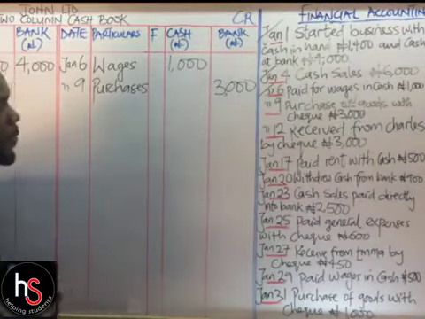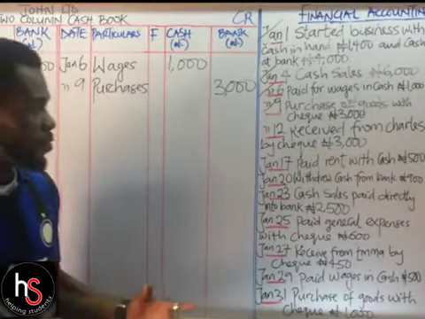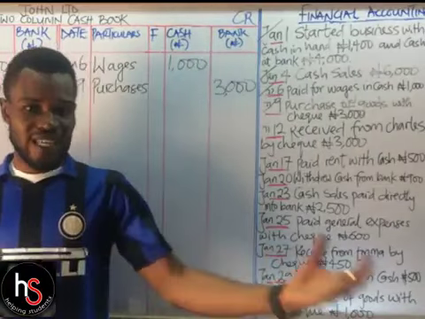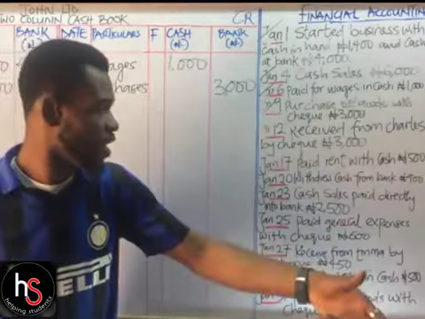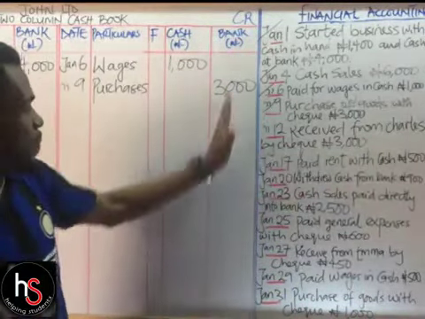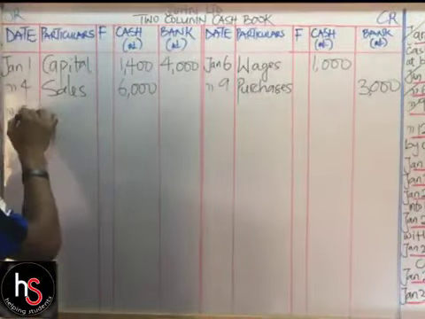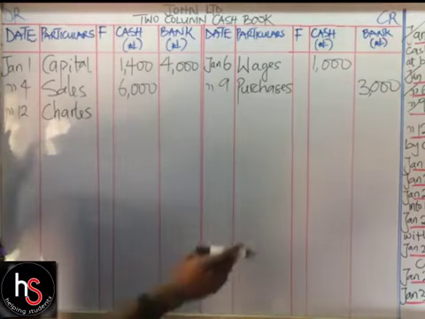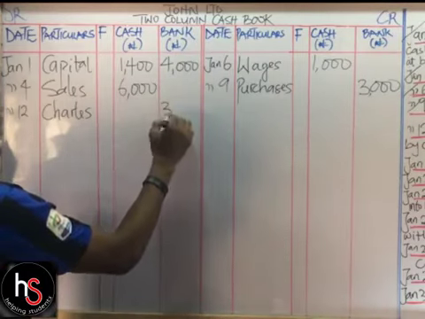3,000 naira. Now the next one says January 12th, received from Charles by check, 3,000. You received from Charles. So it simply means the money came into the account. So you write the title, the owner, the person that gave you the money, which is Charles. So you present Charles and you record under the bank account 3,000. So let's go, January 12th, we have Charles. And how much is it? 3,000 by check. So under the bank account, we record 3,000.